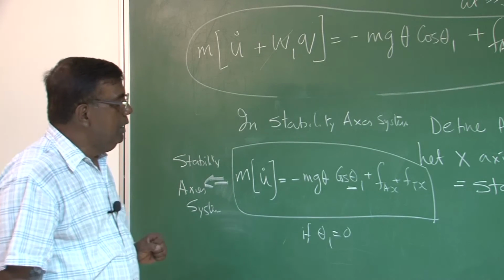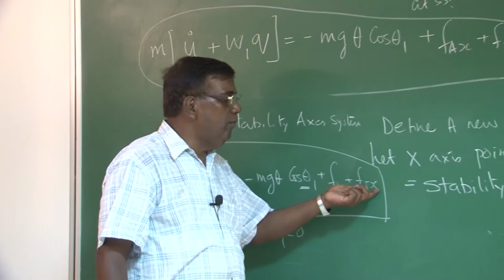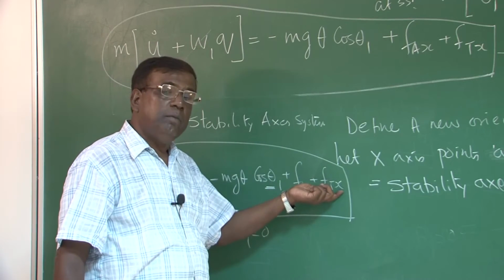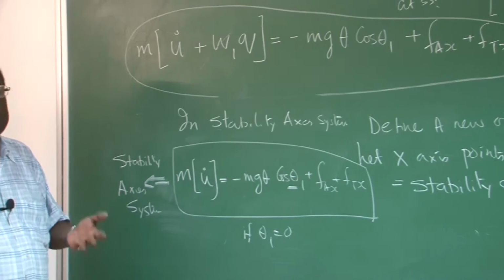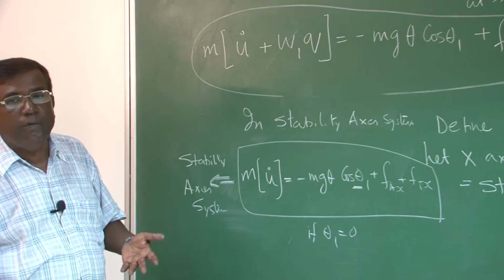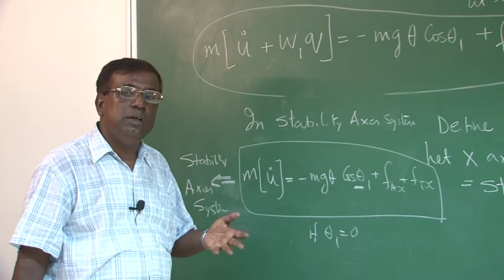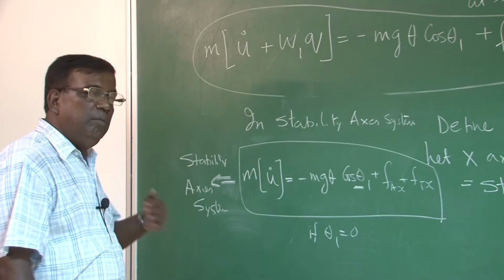Now we need to know what is Fx and what is Fdx. This is the perturbed aerodynamic force and the perturbed propulsive force. I need to know how they change with u, how they change with alpha, how they change with alpha dot, how they change with q, and so many other motion variables. That will come later.